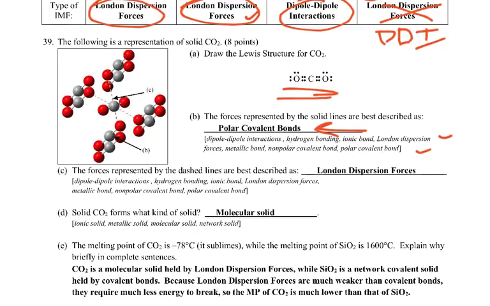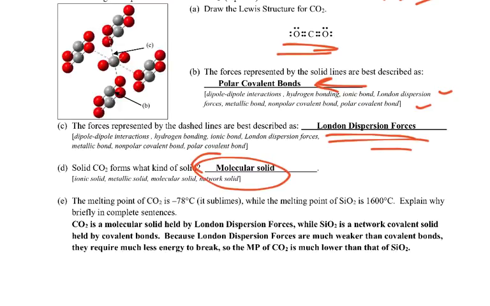They're covalent, but polar covalent, because oxygen is a strong nonmetal and carbon is a weak nonmetal. The dotted lines are the intermolecular forces, and because CO2 is a nonpolar molecule, it's London dispersion forces. Just the fact that it's a molecule makes it a molecular solid, and that's that answer.